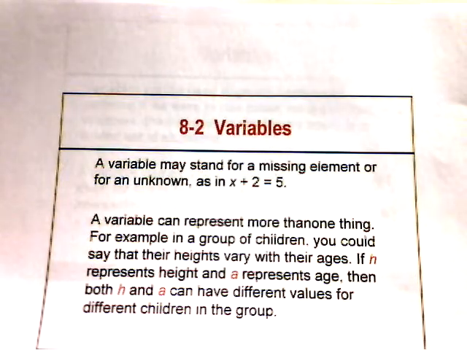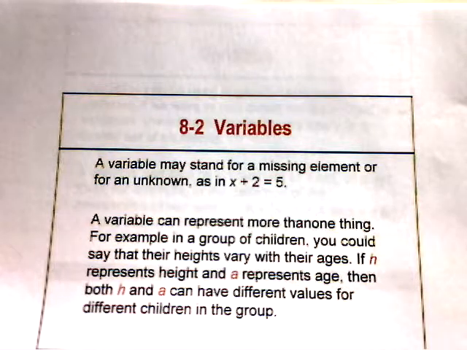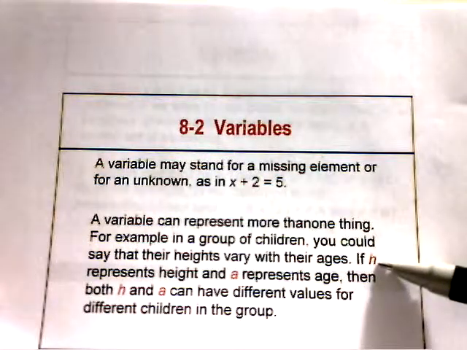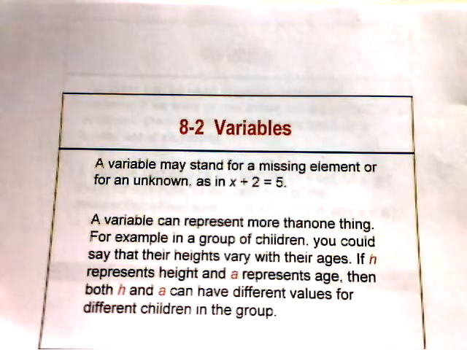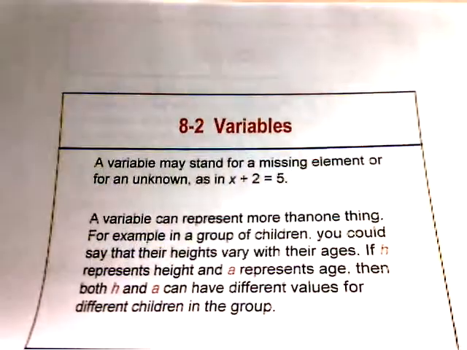A variable can represent more than one thing. For example, in a group of children, you could say that their heights vary with their ages. If H represents height and A represents age, then both H and A can have different values for different children in the group. Okay, so H can be representing any value of the child's height, and A can represent any value of the child's age.